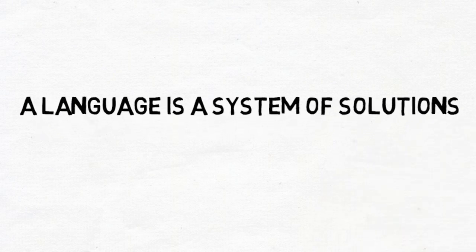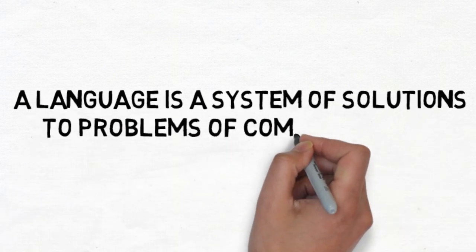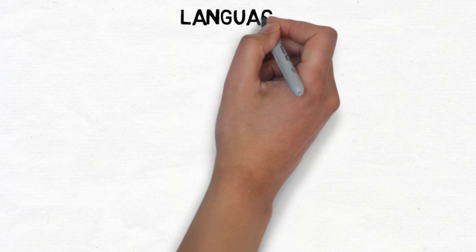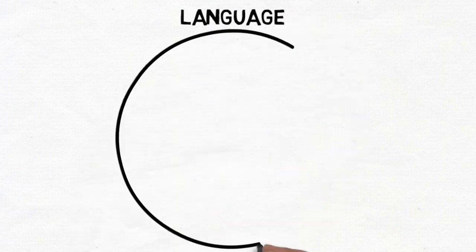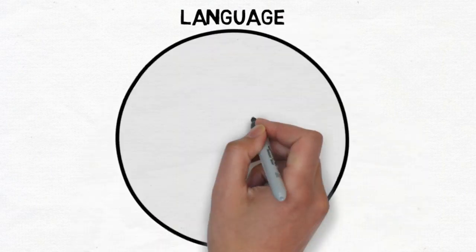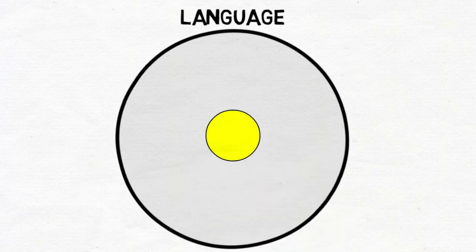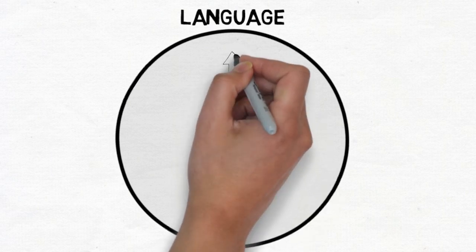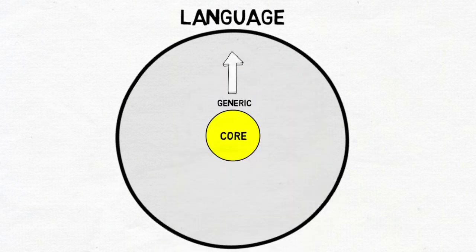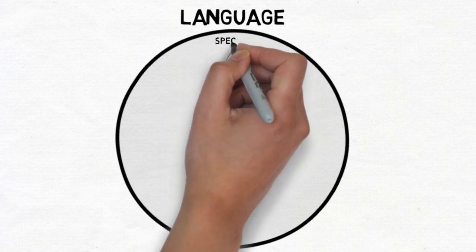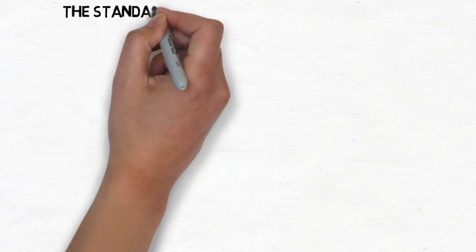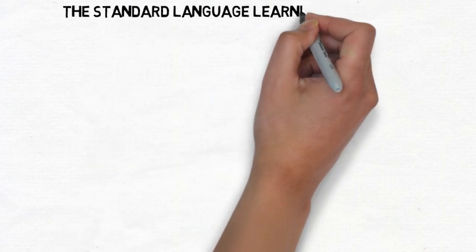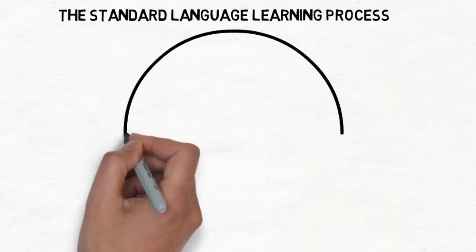A language is a system of solutions to problems of communication. If we look at a language as represented by this gray circle, then at the center will be a relatively small core, comprised of the fundamental structures and patterns that make up the underlying fabric of the language itself. This core is the most essential part of a language. If the language learner is missing even a piece of this core, he or she will struggle to use the language effectively.